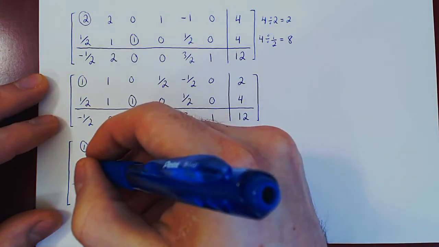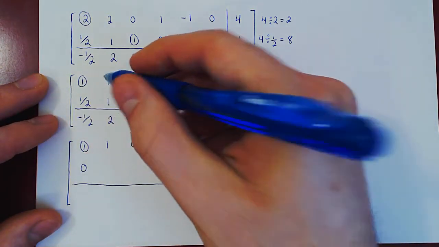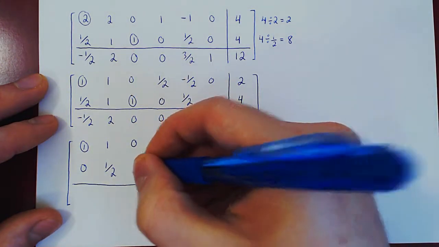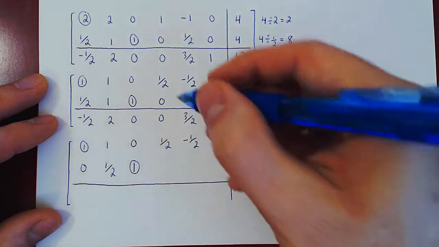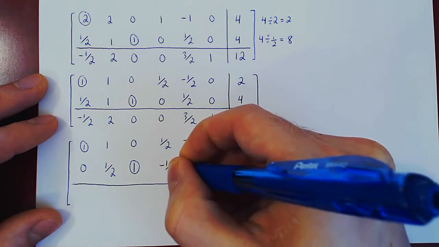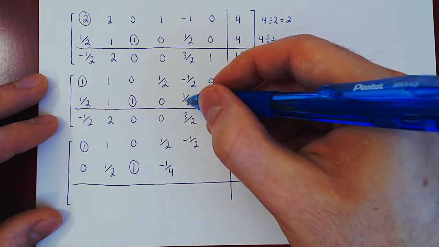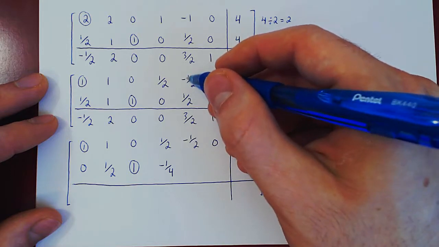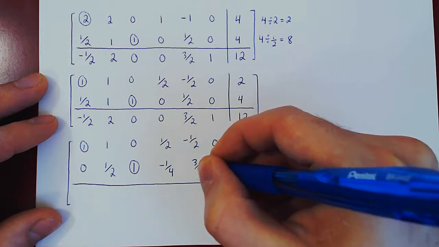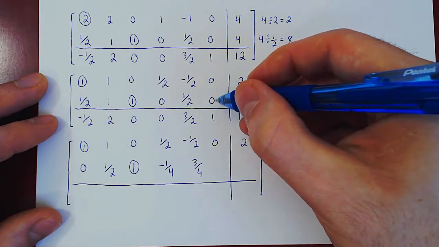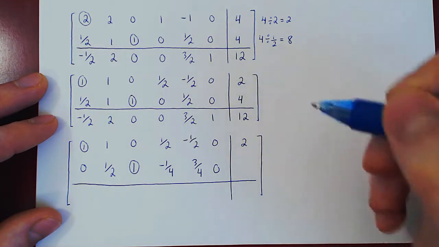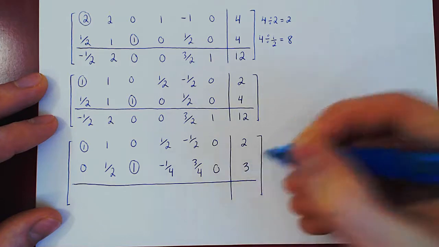So 1/2 minus 1/2, 0. 1 minus 1/2, 1 half. 1 minus 0, 1. And this is still a pivoting 1. 0 minus a half times 1 half is minus 1 quarter. 1 half minus a half times negative a half is plus a quarter, but 1 half is 2 over 4 plus 1 over 4, 3 over 4. 0 minus a half times 0, 0. 4 minus a half times 2 is minus 1, 4 minus 1, positive 3.